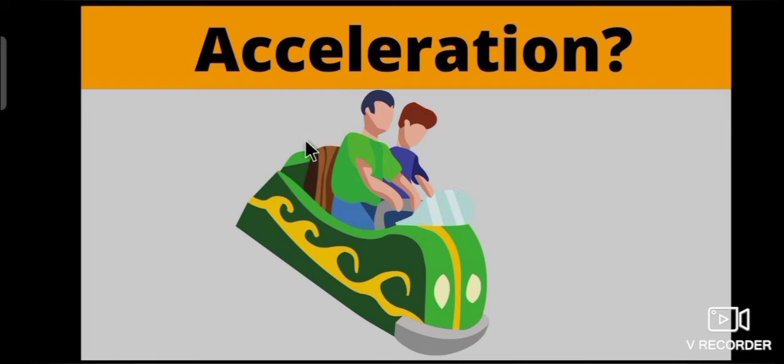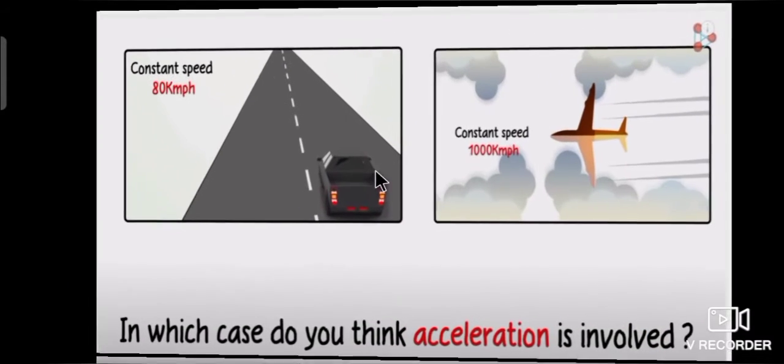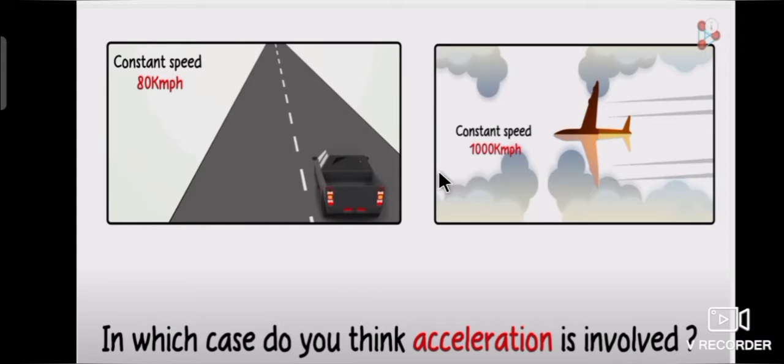Now we will learn about acceleration. See the examples. Car and aeroplane going in a linear path, that is, in a straight line manner. In which case do you think acceleration is involved? Let's see.